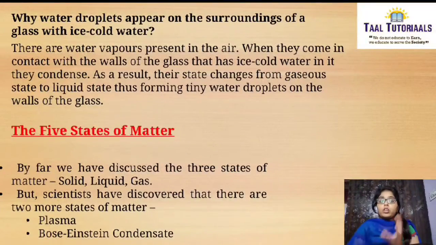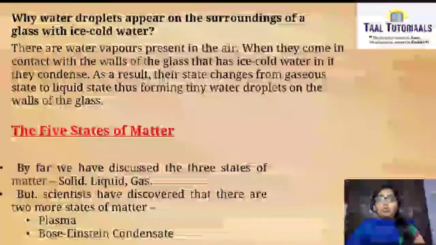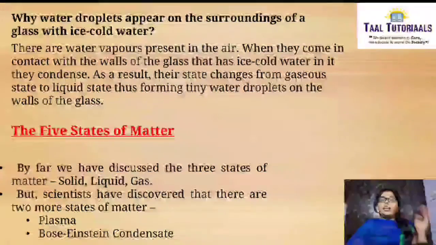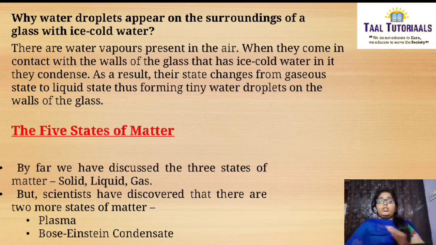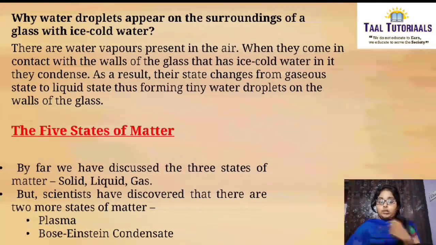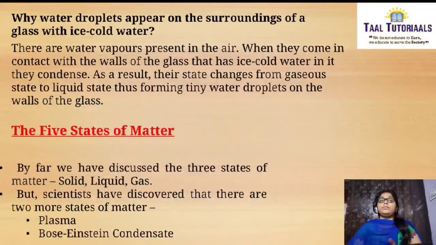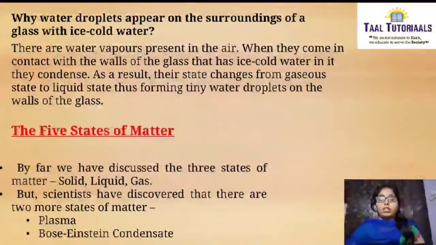Okay, when these water vapors come in contact with the walls of the glass of ice cold water, they condense. As a result, their state changes from gaseous state to liquid state. So the vapor is becoming liquid, that is, they form water droplets around the surface, thus forming tiny water droplets on the walls of a glass. This is how the water droplets appear on the surface of a glass of ice cold water.